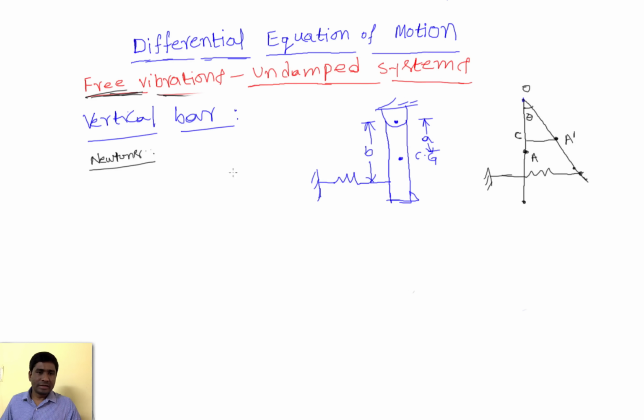Next example is a vertical bar. In this case, as I have shown in the diagram, this force mg is not causing any initial displacement in the spring. So we shouldn't neglect g terms if there are any. Here there is no delta term but only a g term, so we need to consider g terms also.